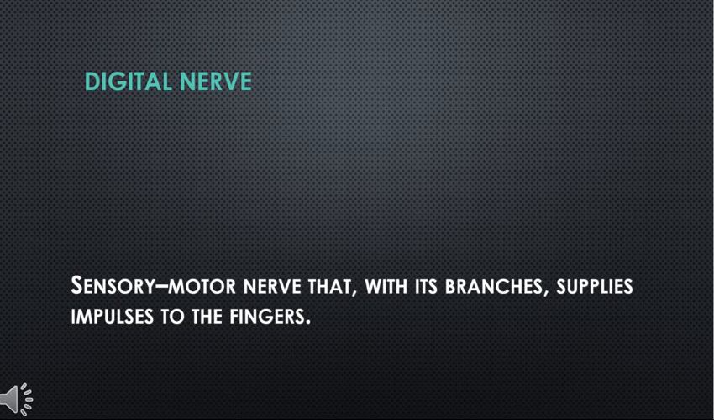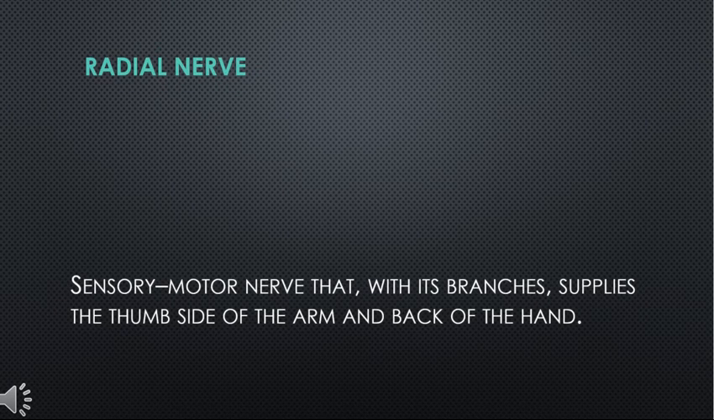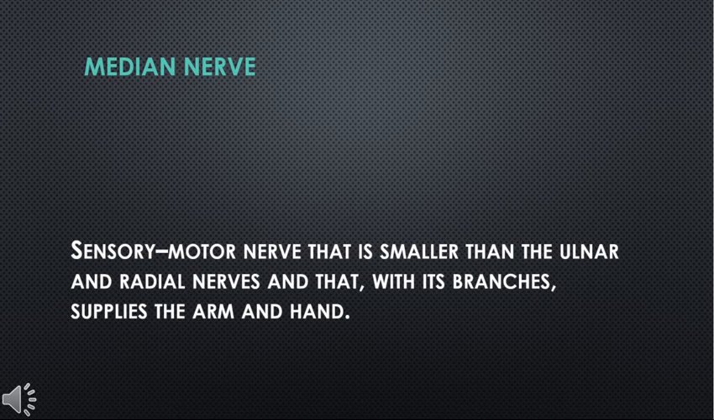Digital nerve. Sensory motor nerve that, with its branches, supplies impulses to the fingers. Radial nerve. Sensory motor nerve that, with its branches, supplies the thumb side of the arm and back of the hand. Median nerve. Sensory motor nerve that is smaller than the ulnar and radial nerves and that, with its branches, supplies the arm and hand.